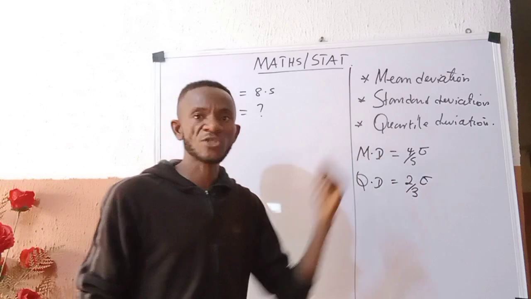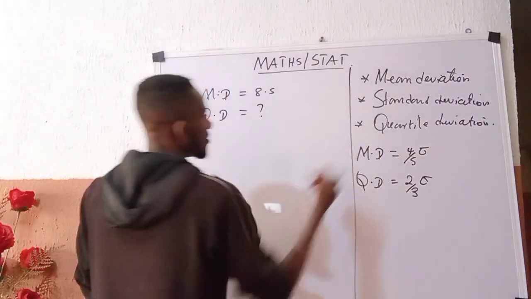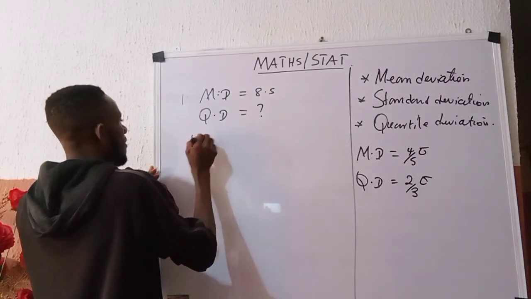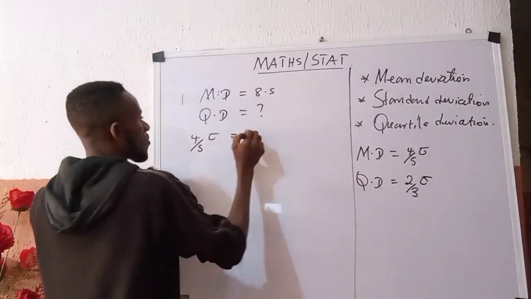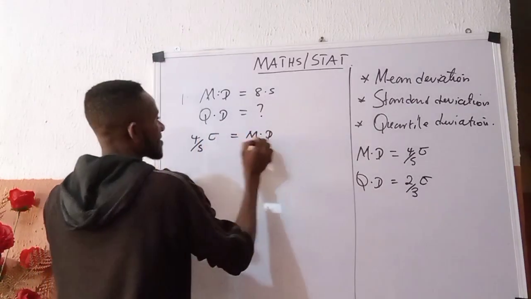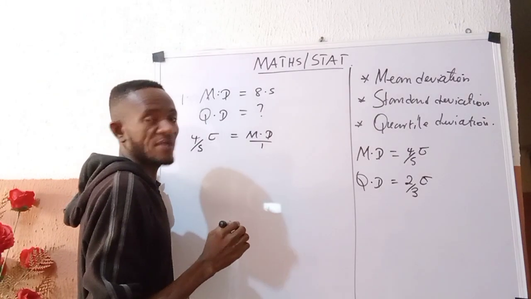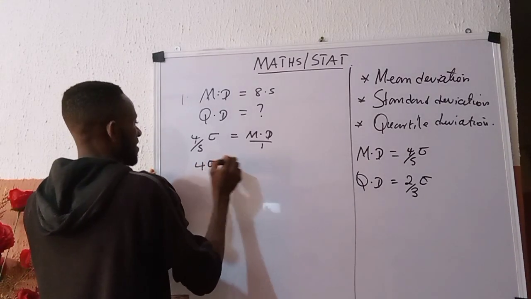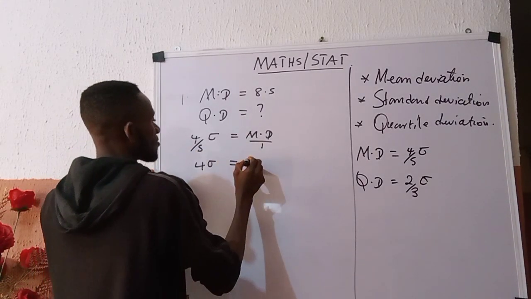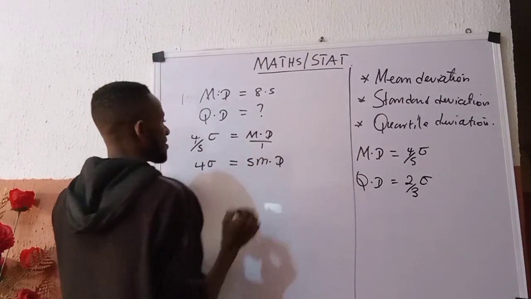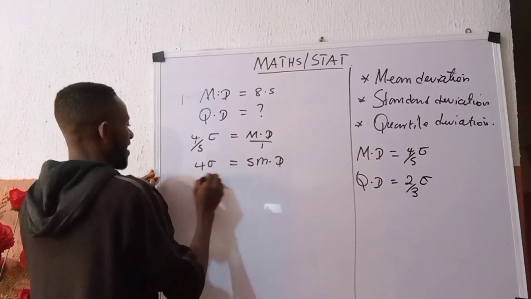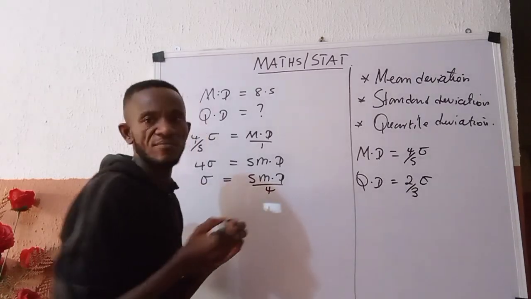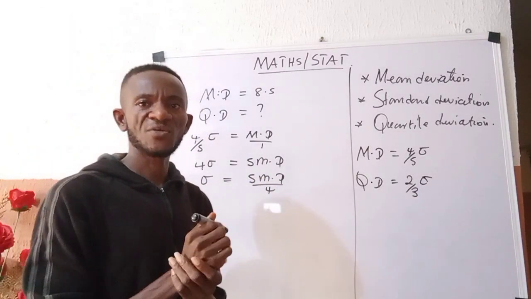With these two pieces of information, watch what I'm going to do. I will say the mean deviation, 4 over 5 sigma, equals M.D, which I can say is all over 1 for convenience. So I multiply: 4 sigma multiplied by 1 is 4 sigma, which equals 5 times M.D, that is 5 M.D. Making sigma stand alone, sigma is given as 5 M.D all over 4.